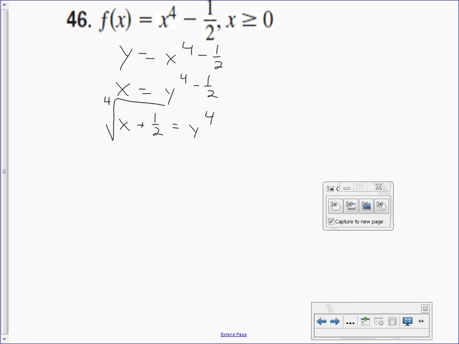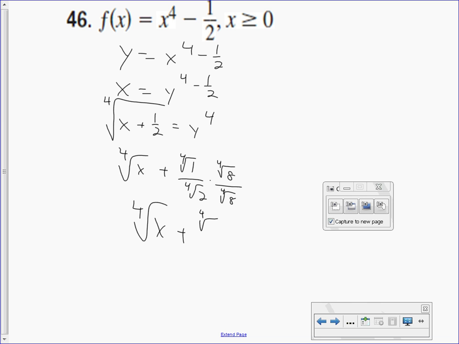Yeah, that's fine. Could you go the 4th root of x plus 4th root of 1 over the 4th root of 2? Multiply this by 8. So then you get 4th root of x plus 4th root of 8 all over 2. And that's exactly what you did, right? Yeah. I'm happy with that. I think that's the answer the book would have given too.